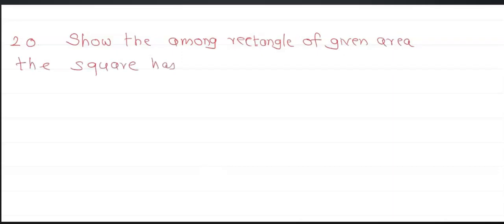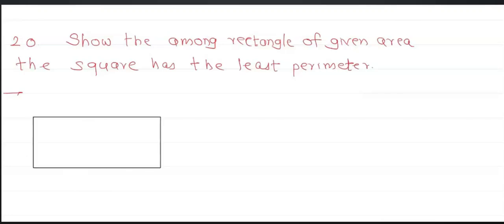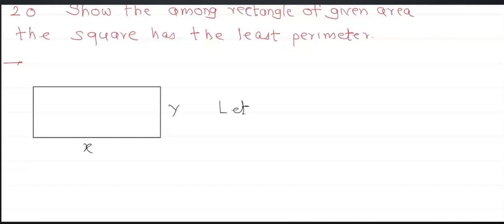Show that among the rectangles of given area, the square has least perimeter. Now, this is the rectangle. Its breadth is y and the length is x.